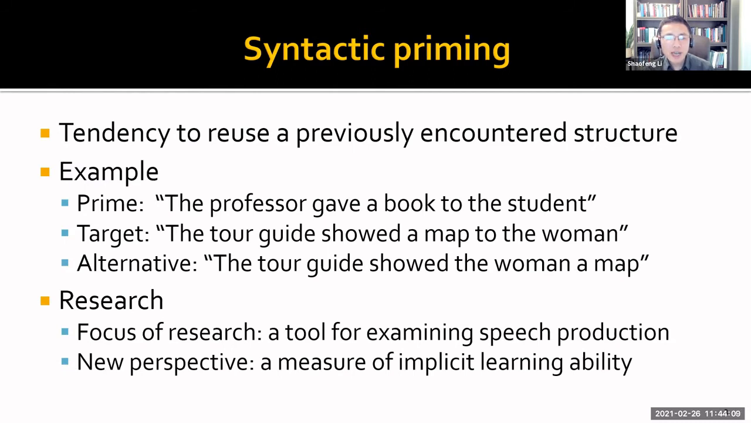The research on syntactic priming has focused on using priming as a task for examining the mechanism of speech production, such as whether priming is effective and what the constraining factors for its effectiveness are. In this study, the perspective I adopted is whether priming can be used as a measure of implicit learning ability.